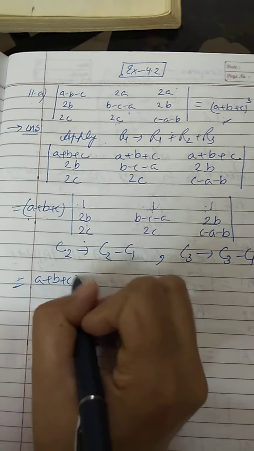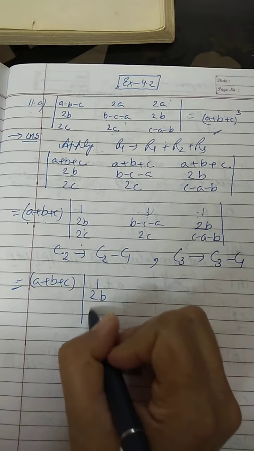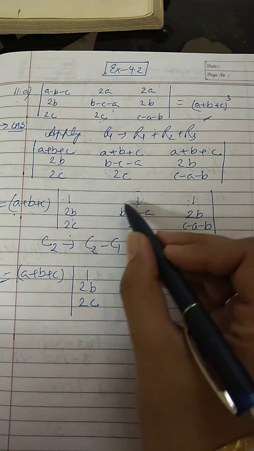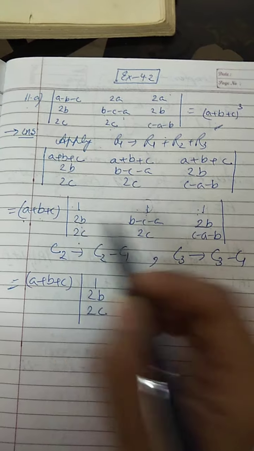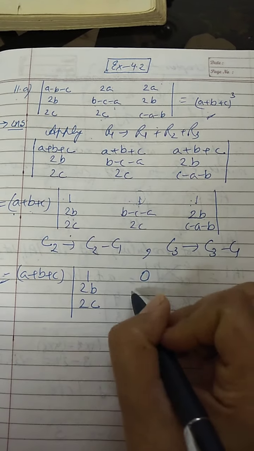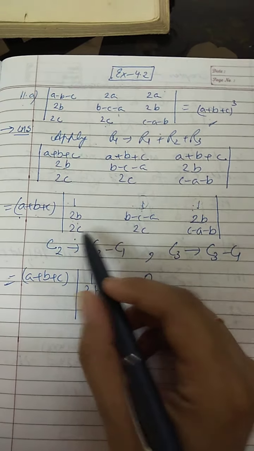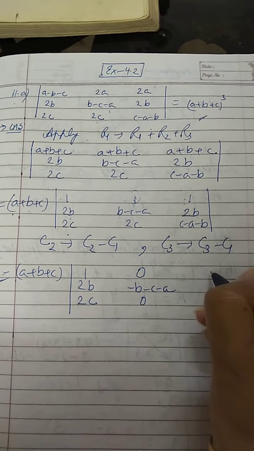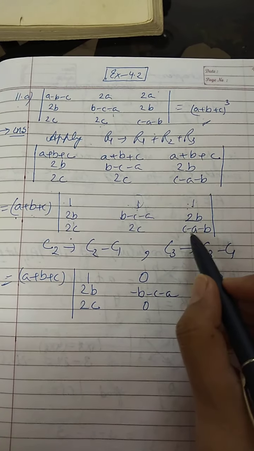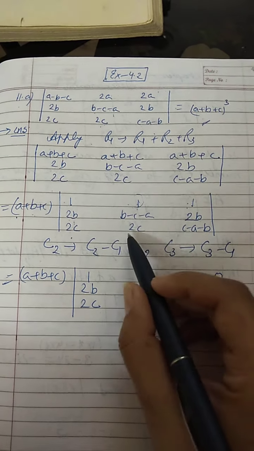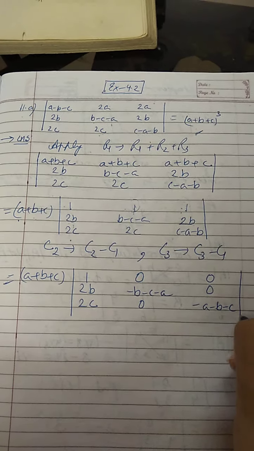Outside already we have a plus b plus c, so that will remain as such. There is no change in the first column. Now 1 minus 1, we are getting here 0, plus b minus 2b. So it will become minus b, this minus c minus a is coming as such, 2c minus 2c will become 0, 1 minus 1 again 0, 2b minus 2b 0, minus a minus b plus c minus 2c. So here also we are getting minus a minus b minus c.